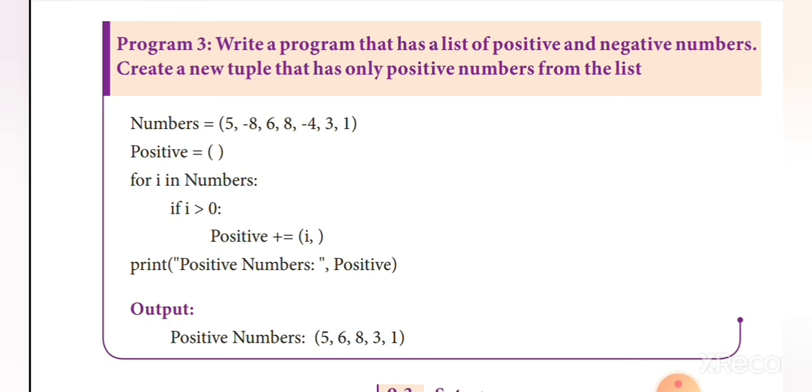The same way it will check the condition. When the condition is true, the elements are added into the tuple. Otherwise the elements are not included in the tuple. After the completion of the for loop, it goes to the print statement and shows the output, positive numbers. It shows only the positive numbers. What are the positive numbers? 5 comma 6 comma 8 comma 3 comma 1. So all the negative numbers are omitted. How are they omitted? With the help of the if statement. If i greater than 0, each and every element is checked before we add it into the tuple. When this condition is true, the positive elements are added to the tuple positive, otherwise the elements are omitted.